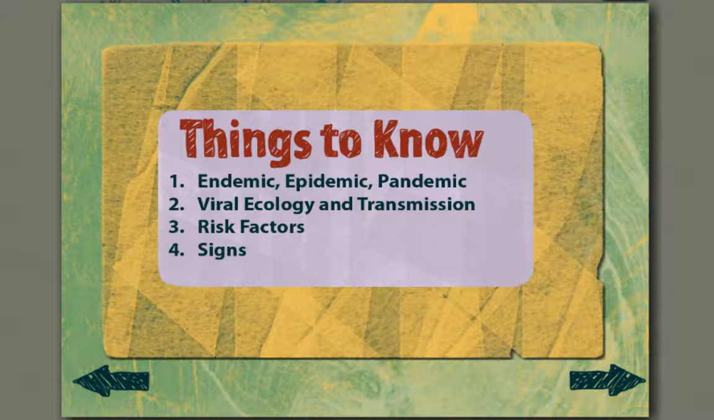In order for you to protect yourself and your collection, it is critical for you to know important features of influenza viral infection. Understanding the concepts of endemic, epidemic, and pandemic influenzas will introduce you to how health experts describe the spread of influenza through populations. Viral ecology and transmission dynamics help explain the spread of the virus. Certain risk factors could increase the likelihood that you or your animals could become exposed. If your collection becomes infected, you must know the signs of disease.